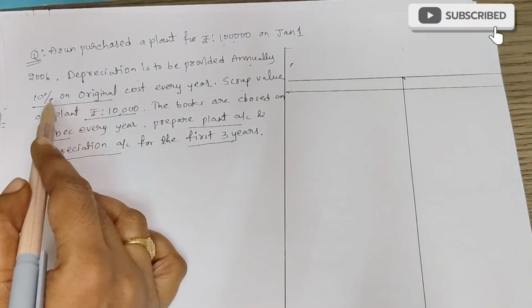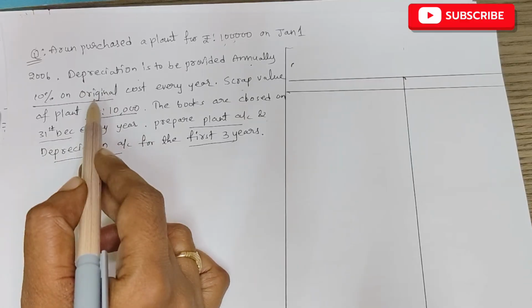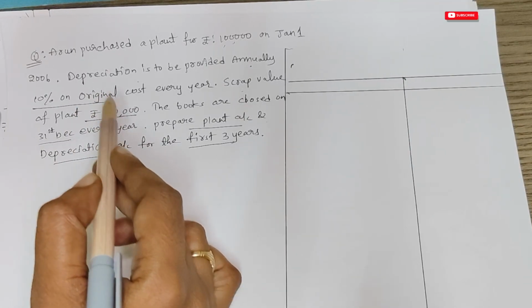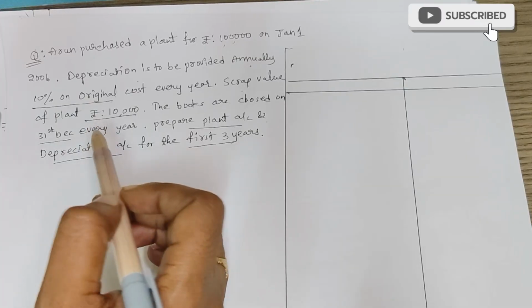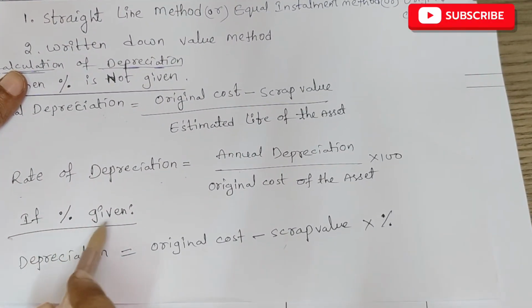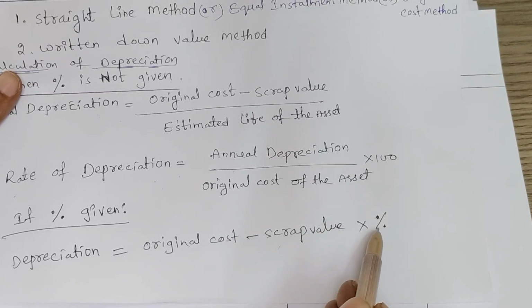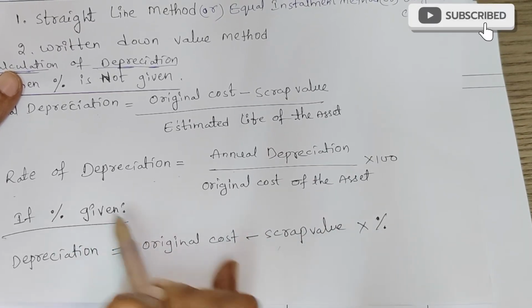Okay. Here the percentage of depreciation is given, so no need to find out the percentage. What we should do is find out depreciation by using this percentage. So here we have a formula. If percentage is given, depreciation is equal to original cost minus scrap value into percentage. This formula is applicable when percentage is given.